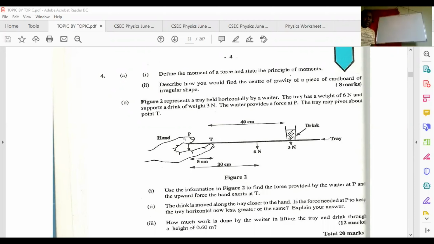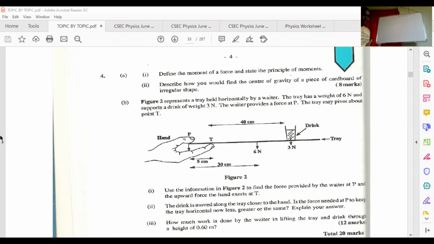All right, so in this case, for the question, we're going for part B. Figure 2 represents a tray held horizontally by a waiter. The tray has a weight of 6 newtons and supports a drink of weight 3 newtons. The waiter provides a force at P. The tray must pivot at point T. So use the information in figure 2 to find the force provided by the waiter at point P and the upward force of the hand exerted at T.